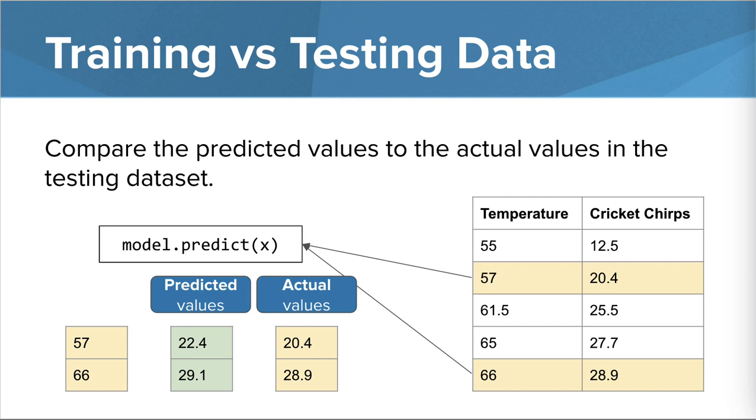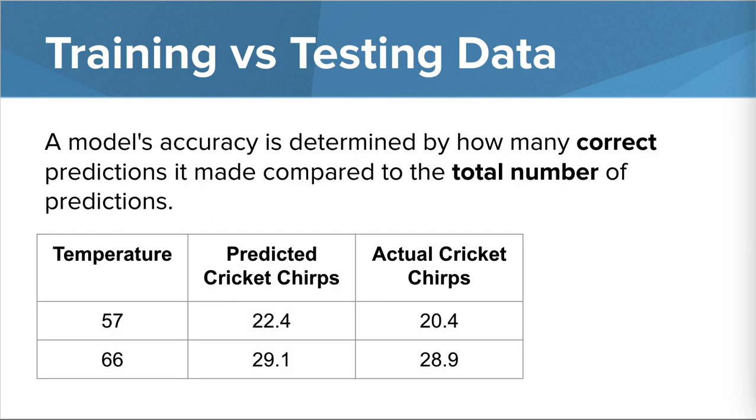In this example, our model predicted that at 57 degrees, there would be 22.4 chirps per minute. Our testing data shows that the chirps at 57 degrees is 20.4 chirps. While our prediction isn't exactly the same, it's pretty close. A model's accuracy is determined by how many correct predictions it made compared to the total number of predictions. When evaluating the accuracy of a model, it's important to consider how accurate your model needs to be. In this case, being off by a chirp or two isn't going to have a substantial effect on our predictions.